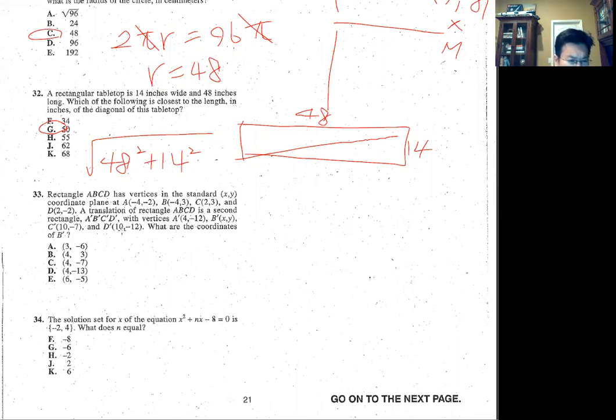Rectangle ABCD is the second rectangle, this one. What is the coordinate of B? We have to plot it out. I don't want to do it.